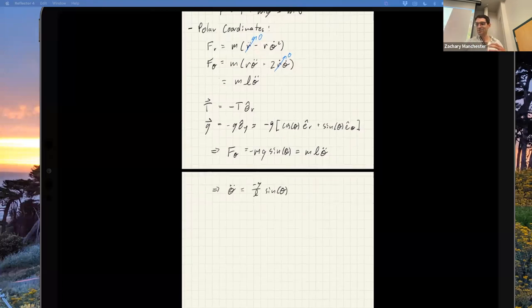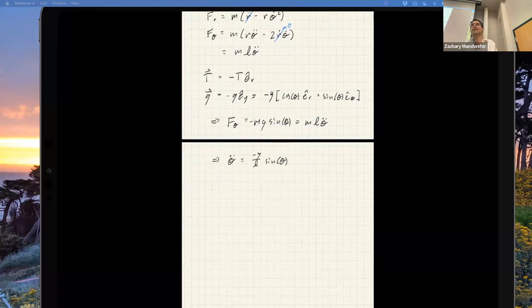Okay, so that was a kind of gnarly application of F equals ma, right? We had to go through all this gymnastics to get these coordinate transformations, even just to write down F equals ma in polar coordinates to get to this. So let's write down some other bonus, if anyone knows. Does that equation have a closed form solution? It's another fun bonus question. What do you guys think? Any opinions?